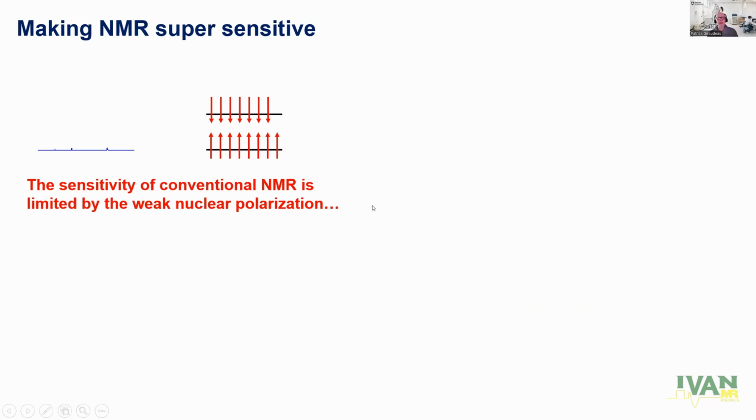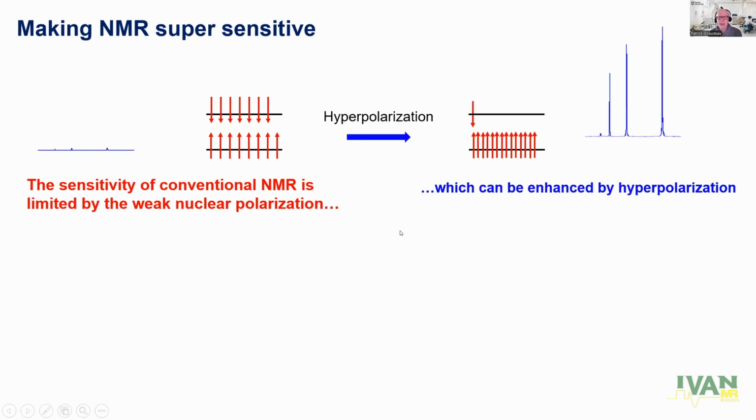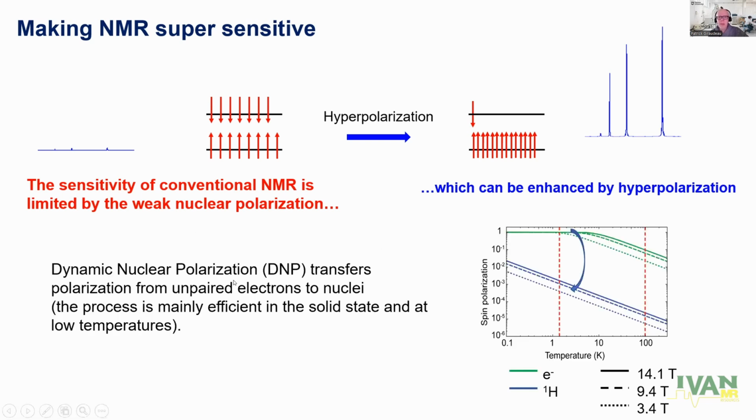So generally speaking, the sensitivity of conventional NMR is very limited by the weak nuclear polarization and by the very small population difference between the nuclear spin states. And as you will hear today, there are different hyperpolarization methods that can make it possible to get rid of this problem and to generate hyperpolarized states that can lead to very intense NMR signals. And in our case, we are doing this with dynamic nuclear polarization.